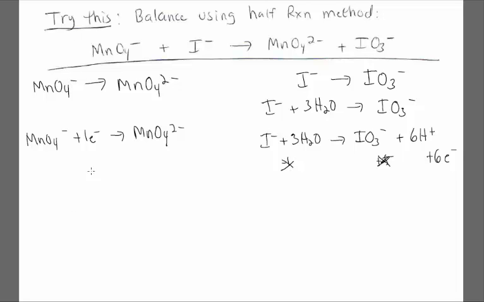Okay, we have 1 electron here, 6 electrons here. Now we need to multiply this whole equation by 6 in order to get 6 electrons. So we have 6 MnO4 minus plus 6 electrons going to 6 MnO4 2 minus. Now we have 6 electrons on both. We can combine them, put all the reactants on one side and all the products on another.